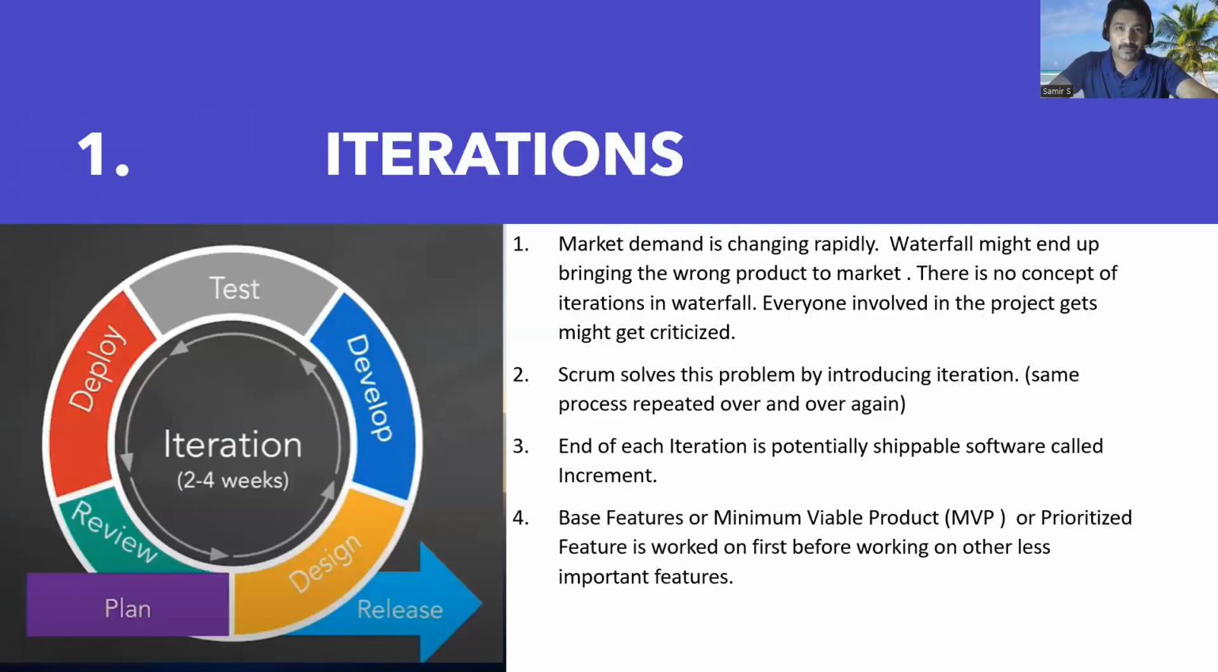So when we talk about Scrum, the first thing that I want to discuss is iterations. What are iterations? You can see in this diagram here, for Scrum, the iterations are very small. It could be 1 week, 2 weeks, 3 weeks, or 4 weeks. But the most important thing is that in one iteration, starting from planning to design to development, testing, deployment, review, and release, everything is covered in one iteration.